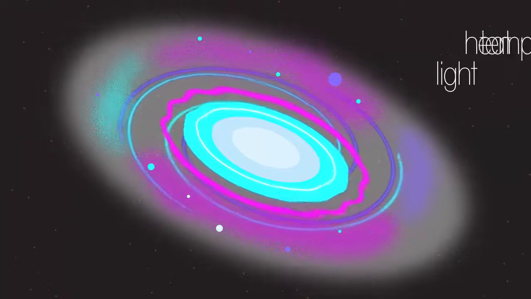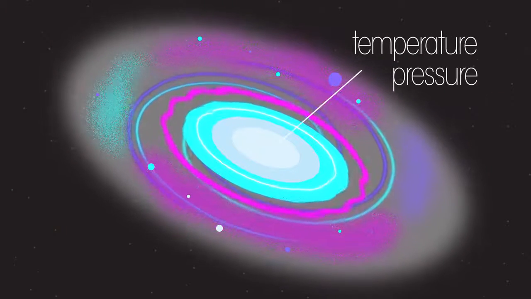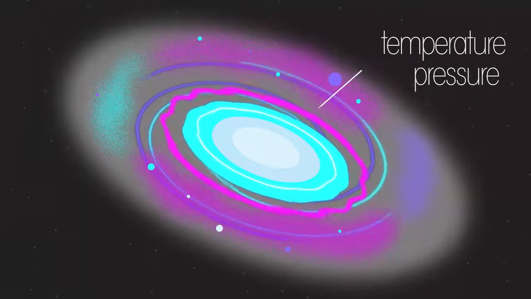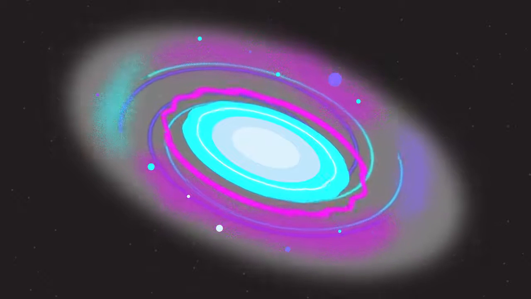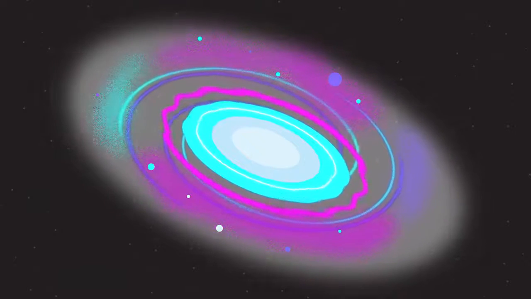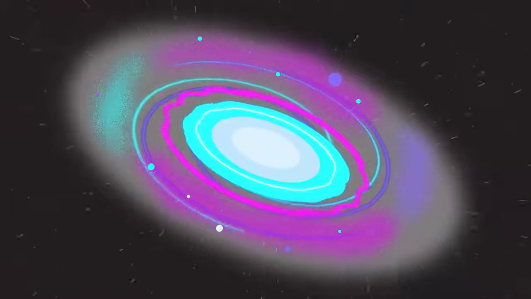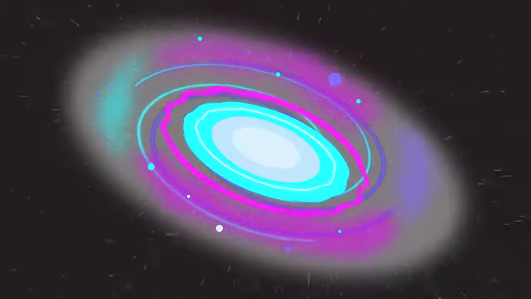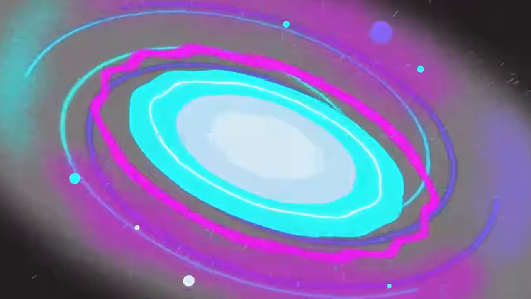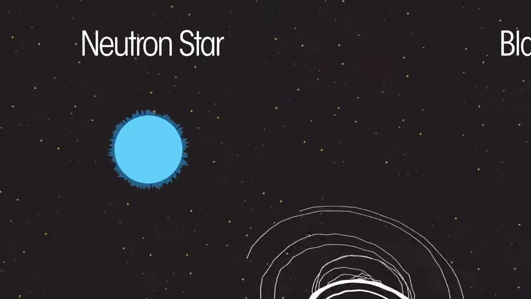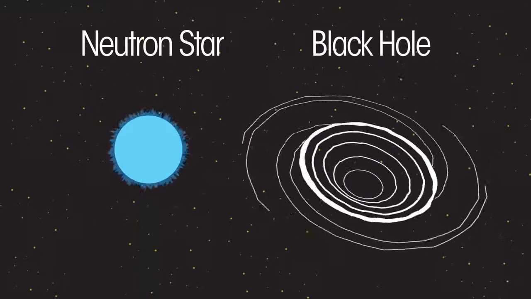The extremely high temperature and pressure that exists inside a supernova enables the fusion process to create all of the elements in the periodic table that are heavier than iron. The supernova distributes these throughout the universe, so that means we're all made of stardust. One of 2 things can happen next. Either a neutron star or a black hole is formed.